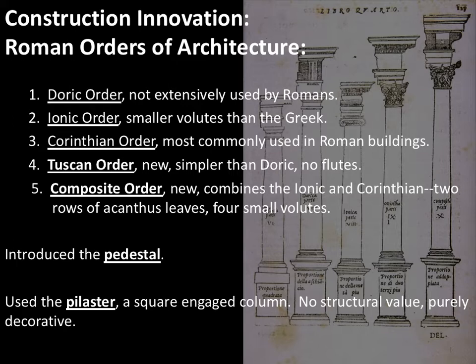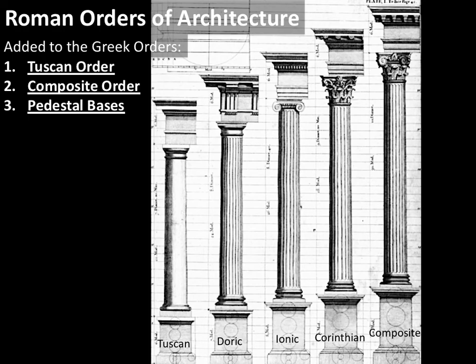So a pilaster is similar to the engaged columns we were just looking at, except a pilaster is square instead of rounded. So in addition to the three orders from ancient Greece, we have the new Tuscan order, we have the new composite order. The Tuscan is the very far left in this picture, the composite is the very far right, and then the pedestal base is to lift everything up.